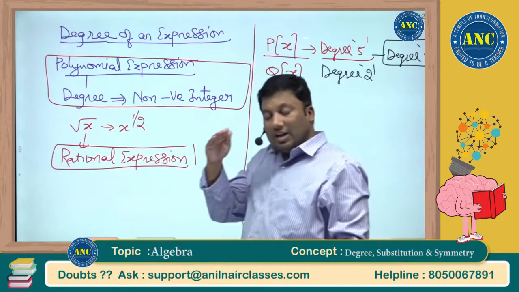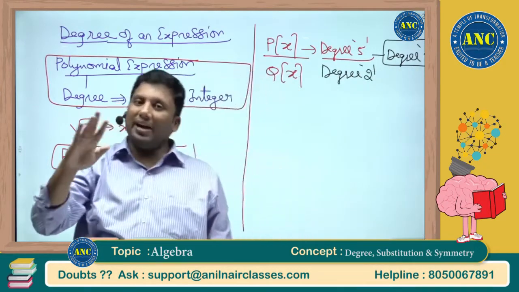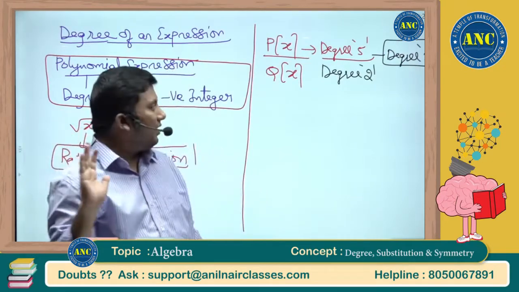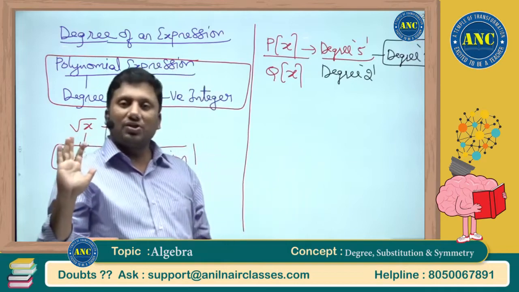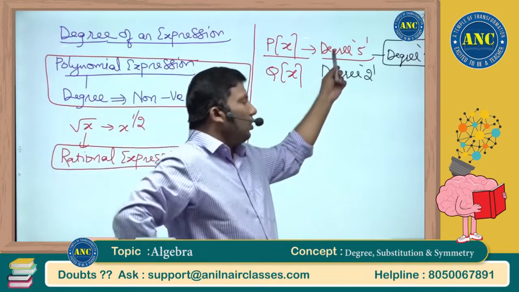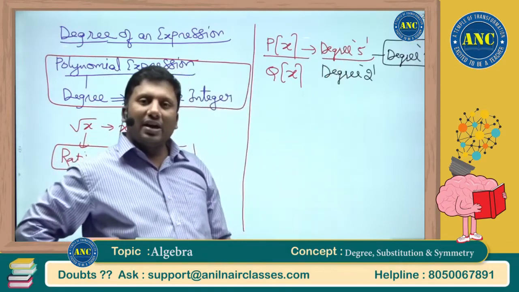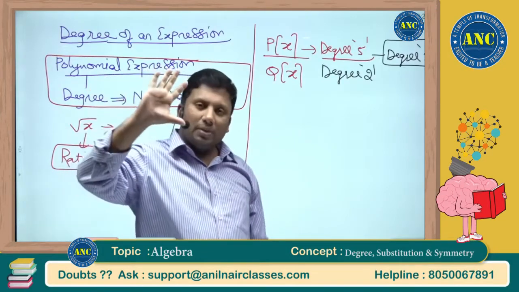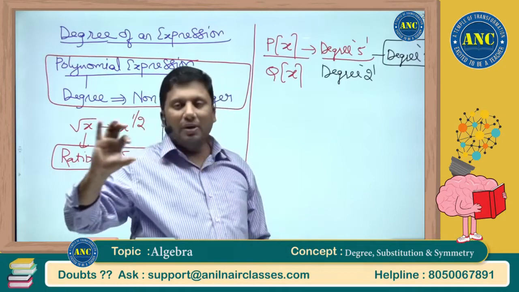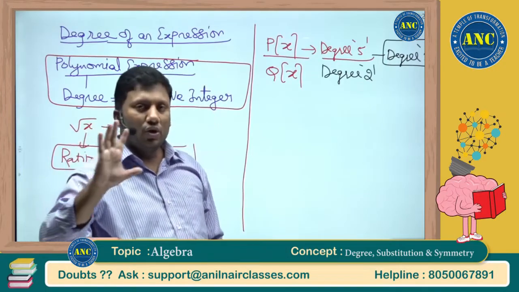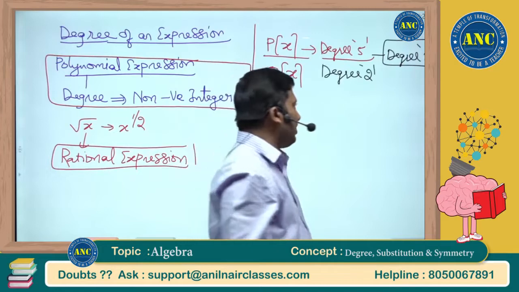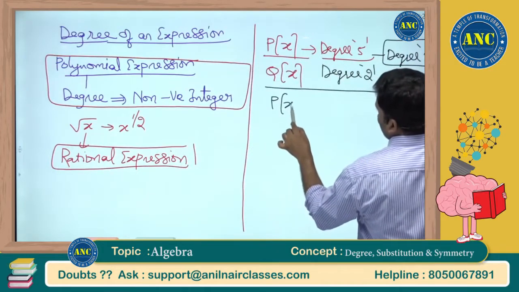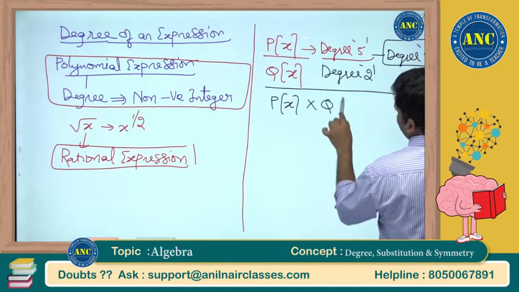Whenever there is a rational function, the numerator is a polynomial function with a non-negative integer degree, and the denominator degree is also a non-negative integer. So degree 5 by degree 2, the answer will become degree 3. If the numerator highest power is degree 5 and the denominator highest power is degree 2, the remaining will be degree 3. Similarly, p of x into q of x.